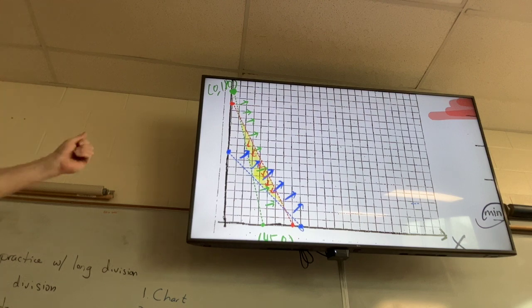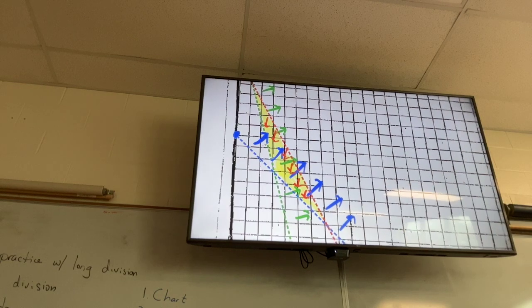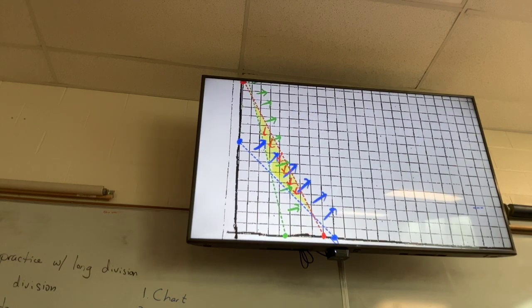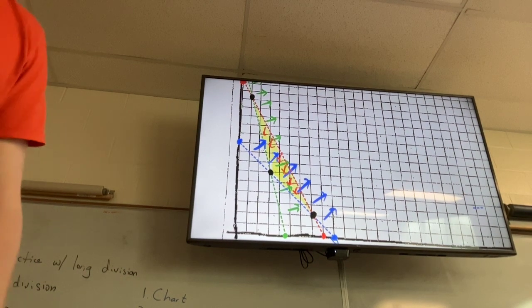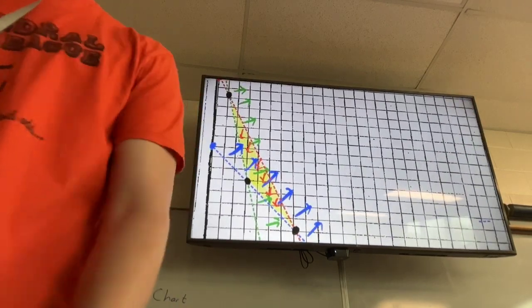All right. How are we feeling? Okay, hopefully that was reviewed. So then our answer, you see this little yellow region here? Our answer is gonna be one of these points, one of the vertices of that triangle. How do we know what those vertices are?